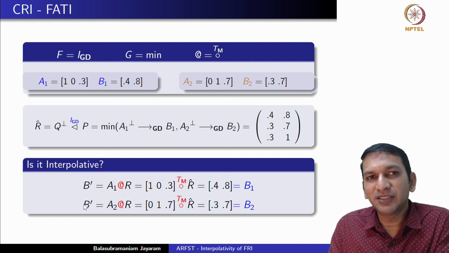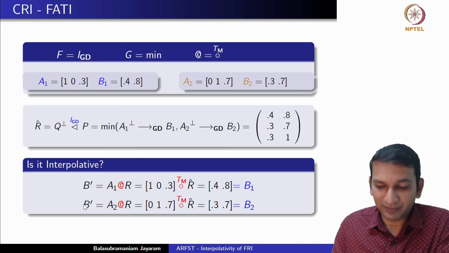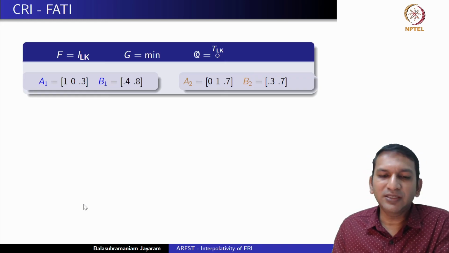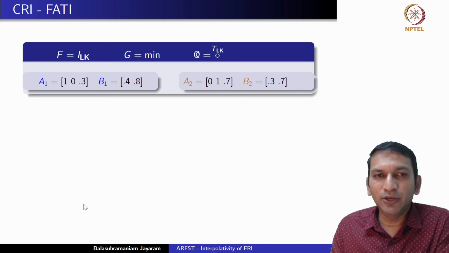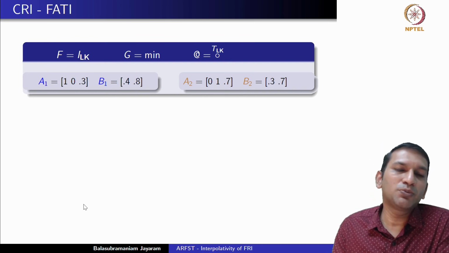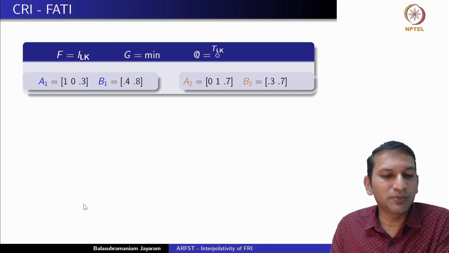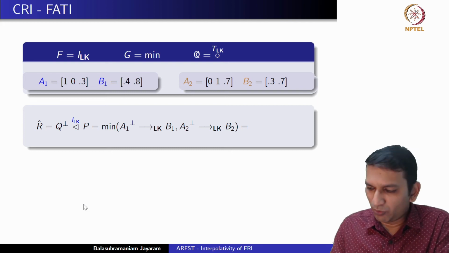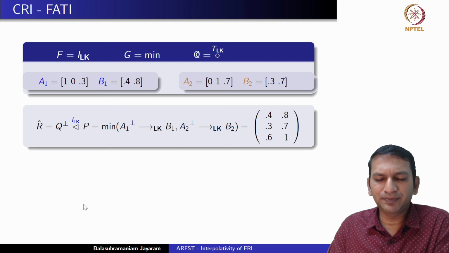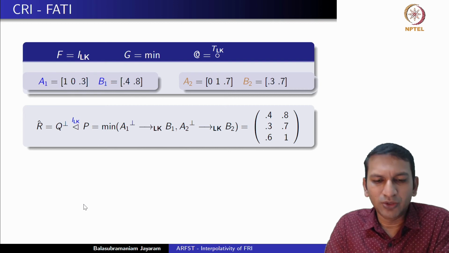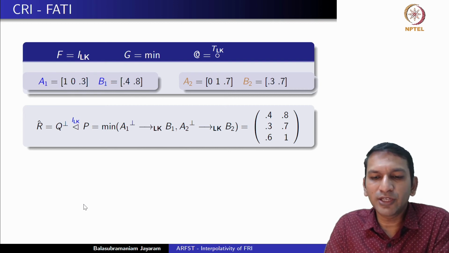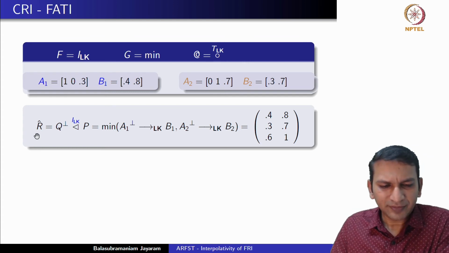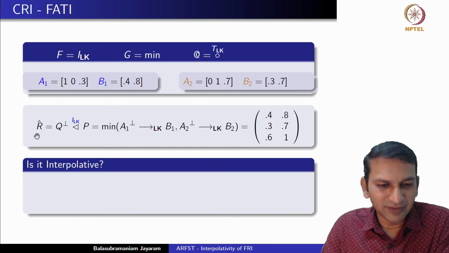But what if we change the pair T and I_T? Let's try that. Let's keep the A_i same, but let us change the T-norm to be the Łukasiewicz T-norm, and of course the corresponding implication to be the Łukasiewicz implication. Now, once again, if we do the math, what we should get is in fact this matrix. So note that we are using essentially the Łukasiewicz implication here. And this is the R cap that you would get. Is it interpolative? Let's check.